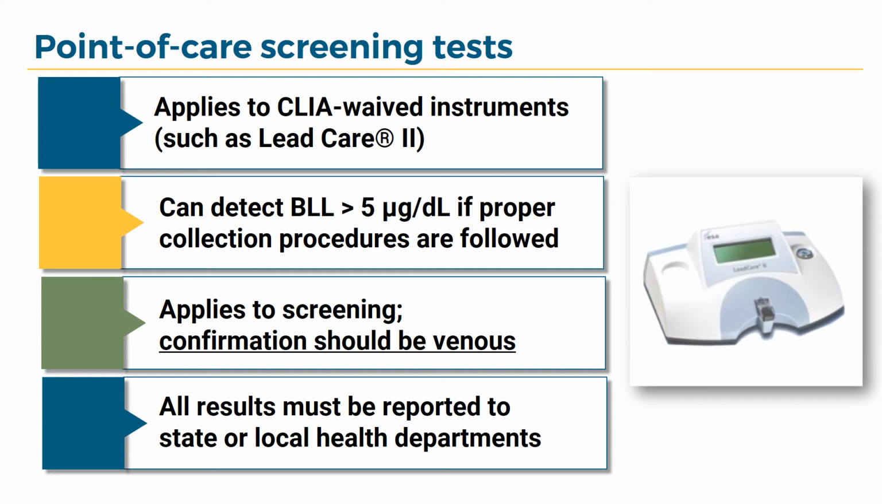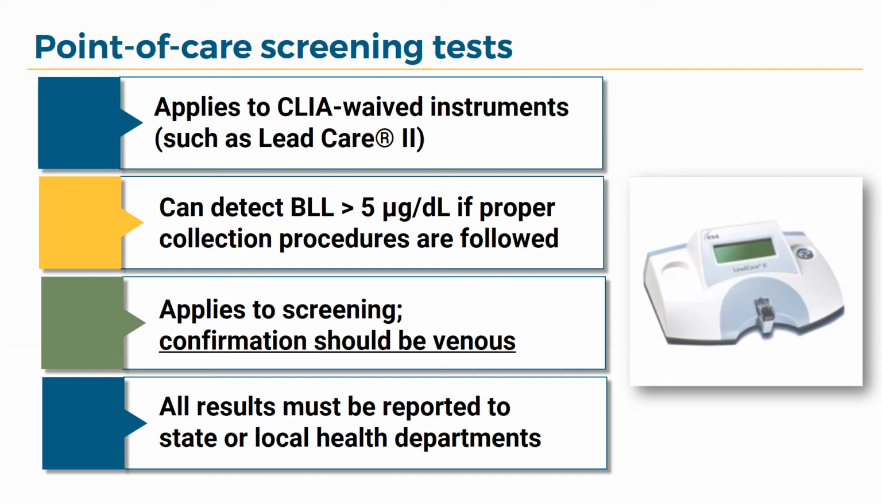The accuracy of the test result depends on using proper procedures for collection and understanding the margin of error for the machine. These machines cannot reliably detect blood lead levels under 5 micrograms per deciliter. Programs should never analyze venous samples with a point-of-care analyzer. Confirmatory venous samples should be tested at a CLIA-certified laboratory.